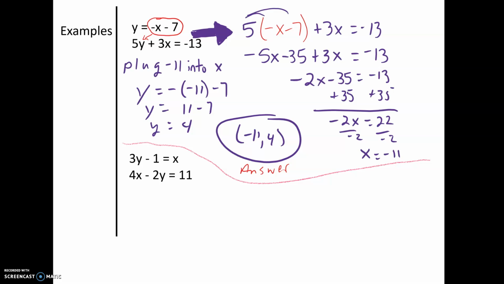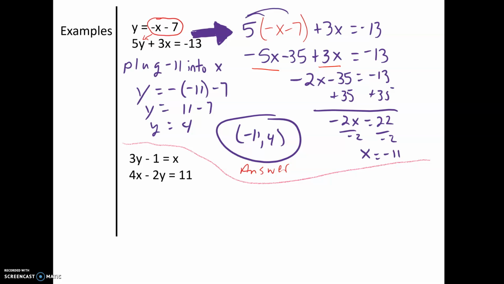All right, at this point, I just did the normal solve-an-equation work. I distributed my 5 through. And then on the second step here, negative 5x and positive 3x adds up to a negative 2x. Then I add 35 to both sides, divide by negative 2, and you get negative 11. All right, that's the x value.